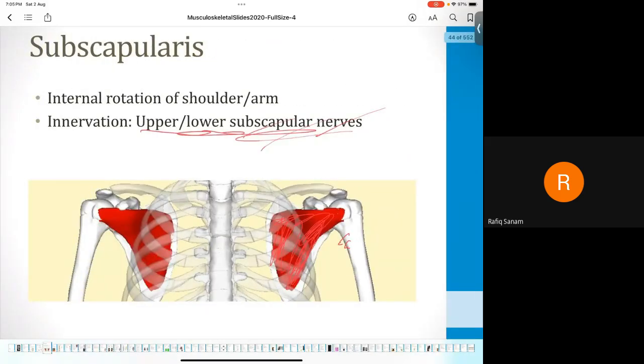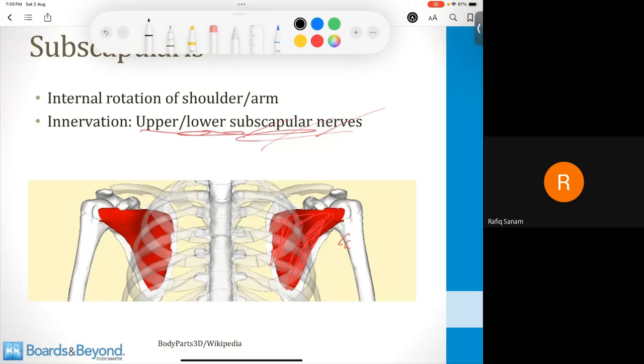As the name indicates, subscapularis is going to be present in this region, lining the inner portion of your scapula, right? So what is the function of subscapularis muscle? It is going to cause internal rotation. You can see if I just pull this muscle from its origin side, it's going to cause internal rotation of the shoulder and arm. That's the function of subscapularis muscle.